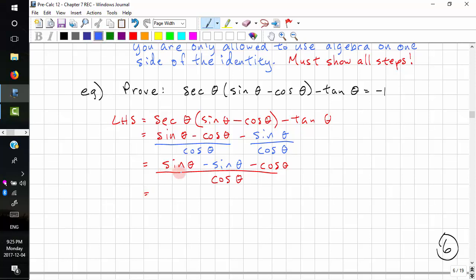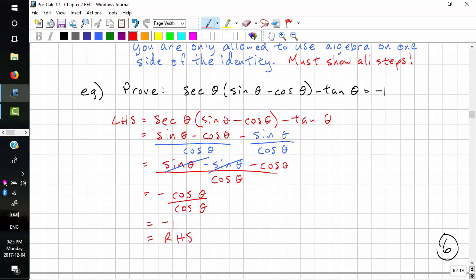Now we can cancel. I'm canceling because one is positive, one is negative. There's no multiplies in between them. Now we have negative cos theta over cos theta. This is negative 1, and this equals the right-hand side.